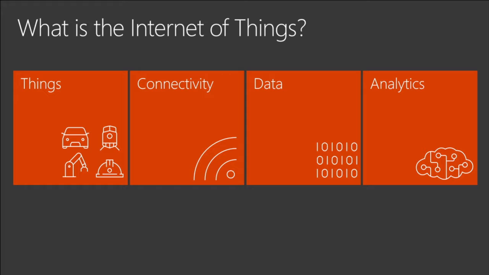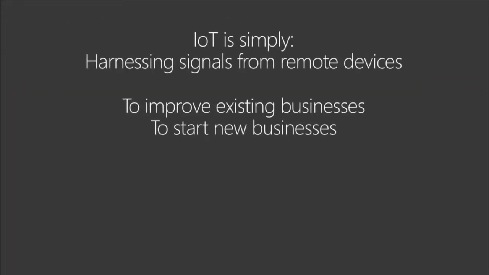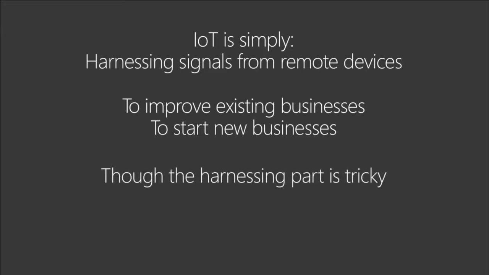It's all pretty easy, but I'm going to simplify it even further by saying that IoT is simply harnessing signals from remote devices to either improve existing businesses or to start new businesses, though the harnessing part is tricky, especially when scaling up. And it's really that last line that I'm going to focus on for the rest of the talk, because you can read about getting started with a Raspberry Pi or whatever anywhere, but really scale is what's going to make you or break you when you're creating an IoT application.